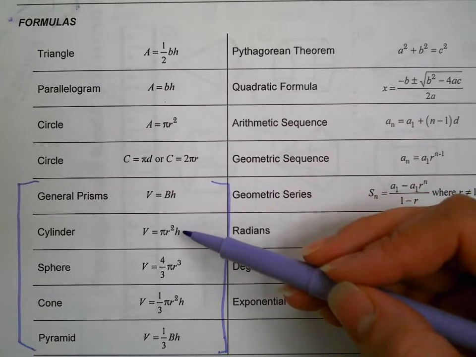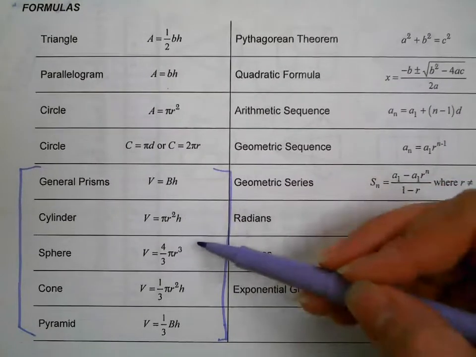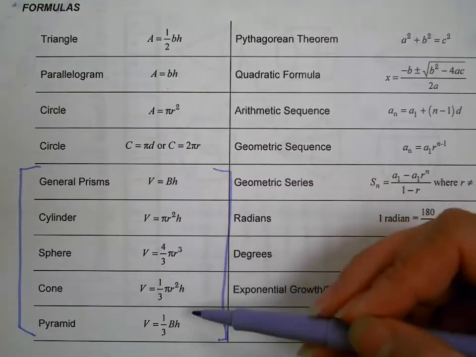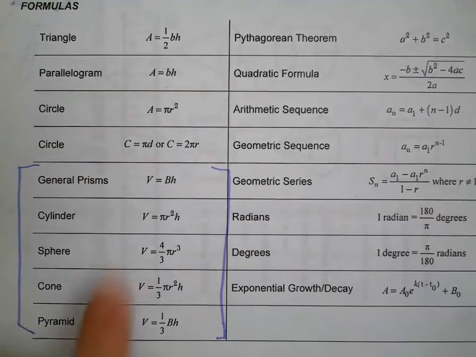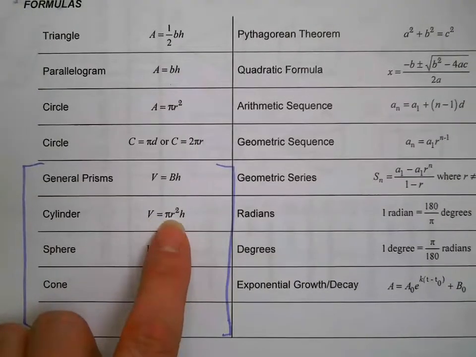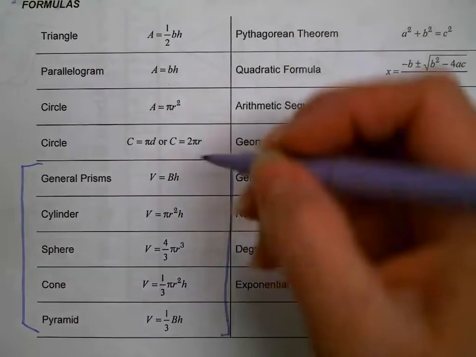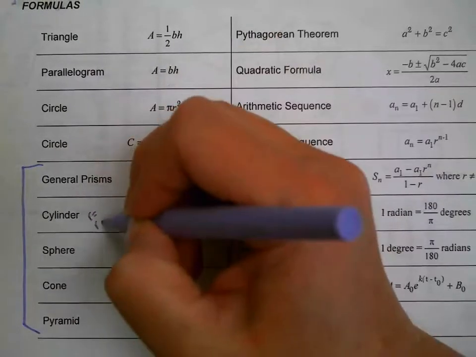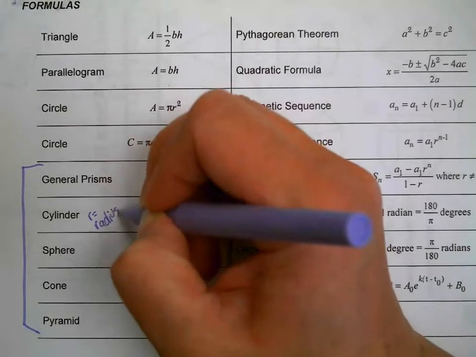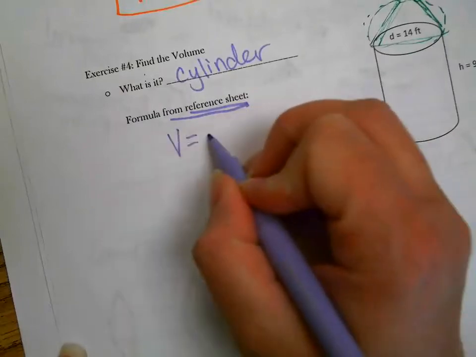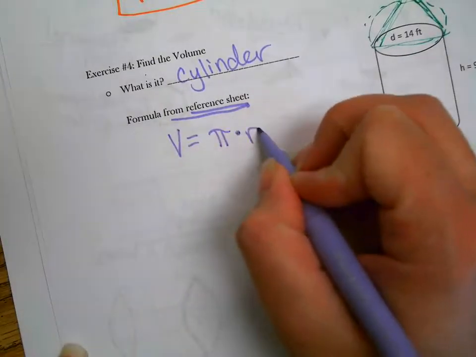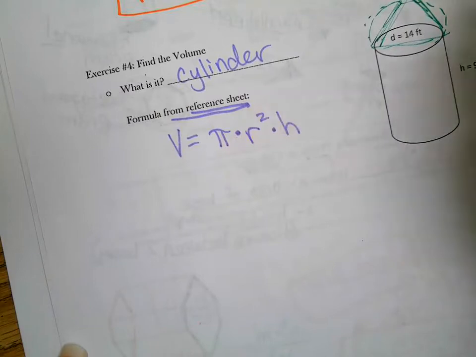Today, right now, we're going to look at a cylinder question. Next class, we have sphere, cone, and pyramid. Right? So the cylinder formula says volume equals pi r squared h. And remember, r is your radius. H we know is height. So looking at your sheet, volume equals pi times r squared times h.